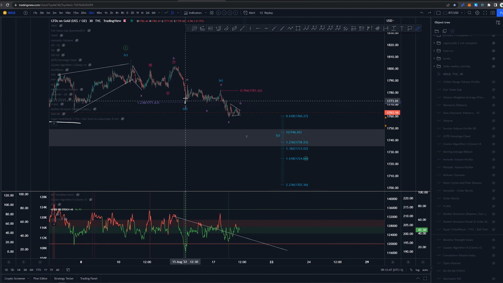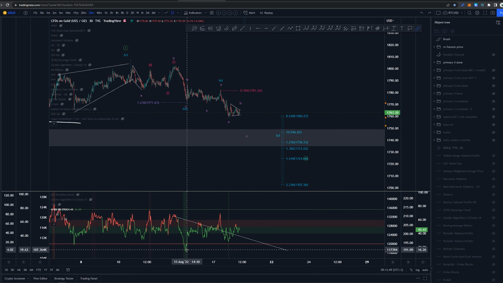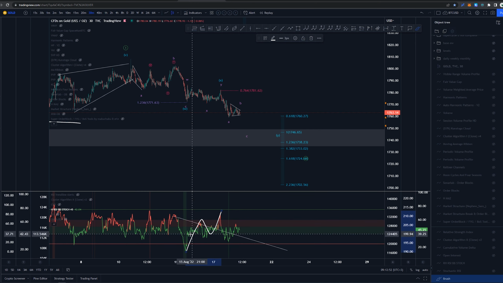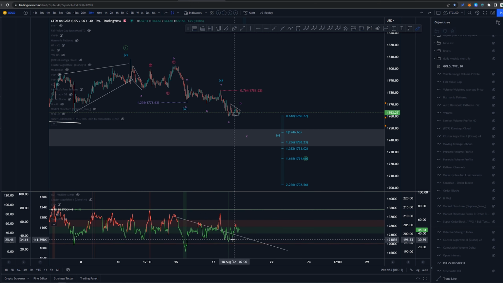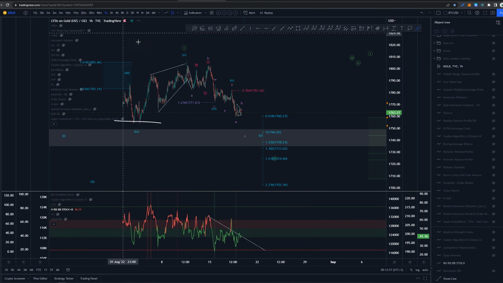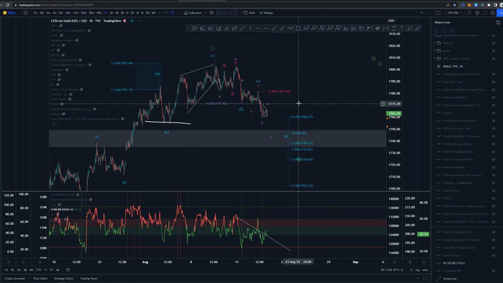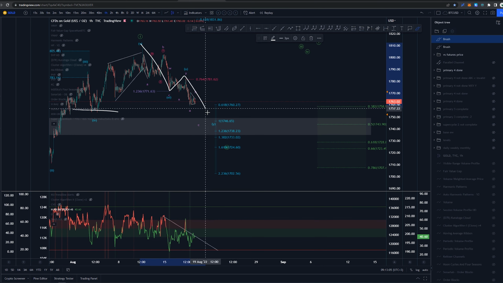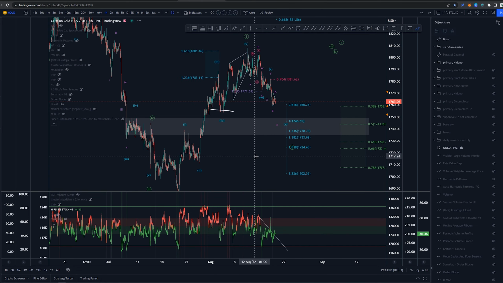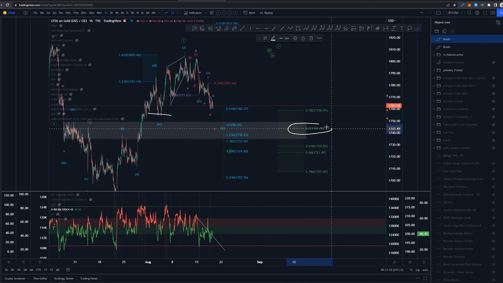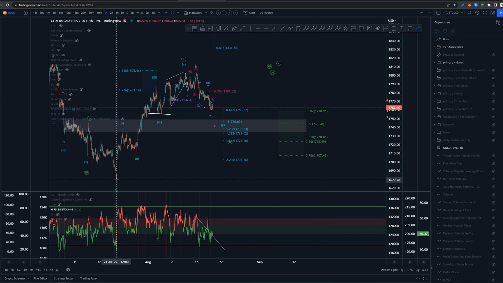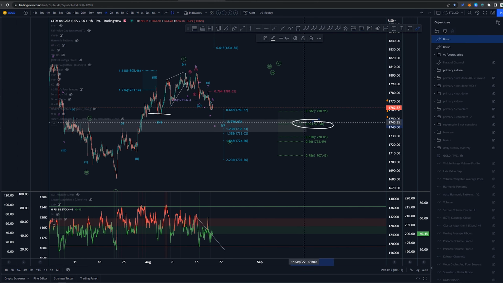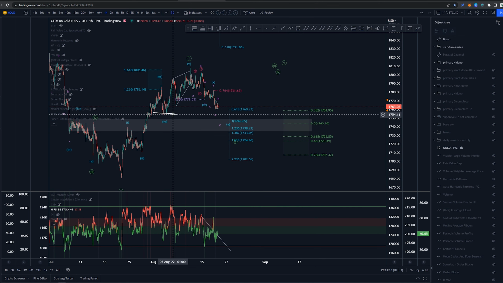Then after that point we would have a 3-wave pullback here for the WXY, resetting the RSI, and from there on out we would be looking for one more low at least. So this would be my targets for that. A higher time frame expectation would be a WXY to around the 1-to-1 area. That would also be around the 0.5 retracement of this whole leg up, and definitely would be an interesting area to take longs. This is again assuming that we do break these previous lows here.